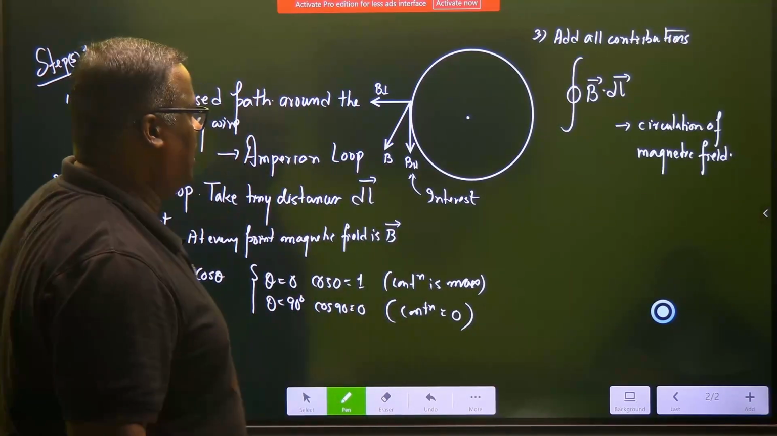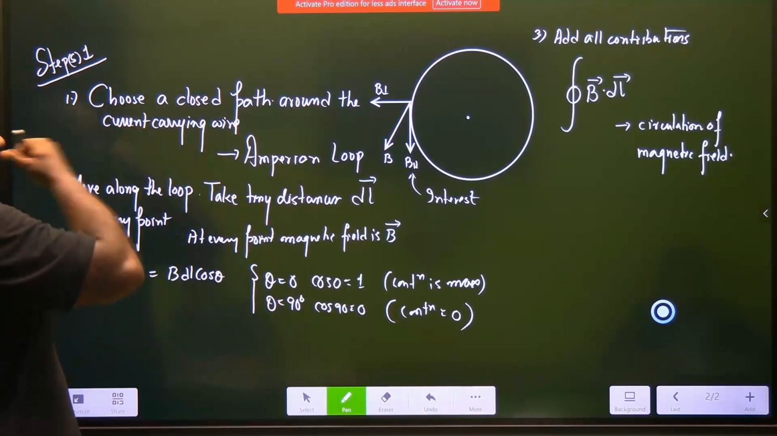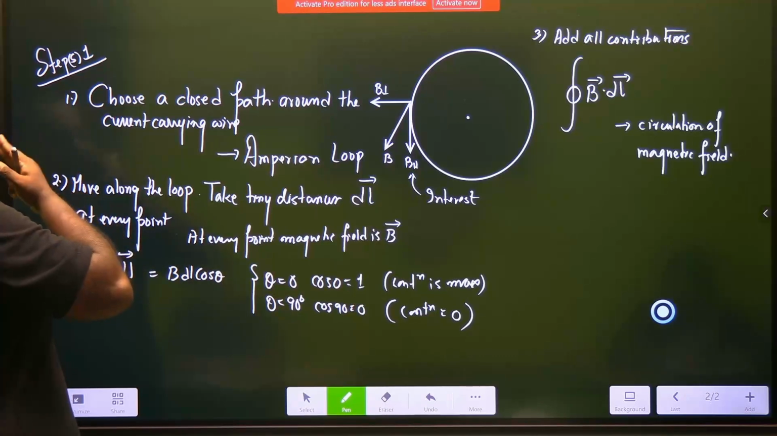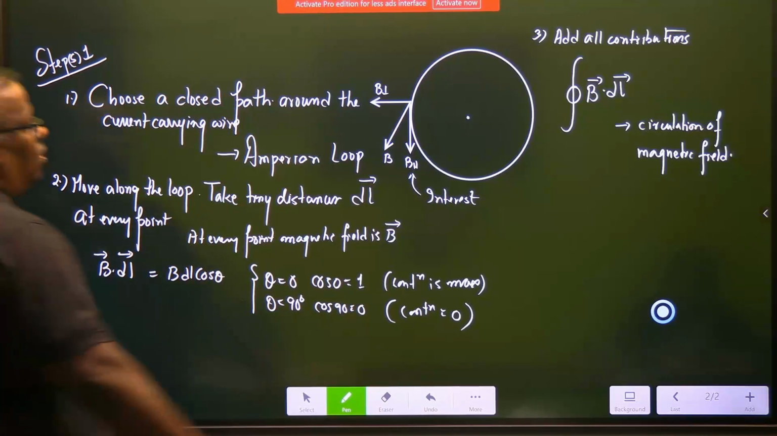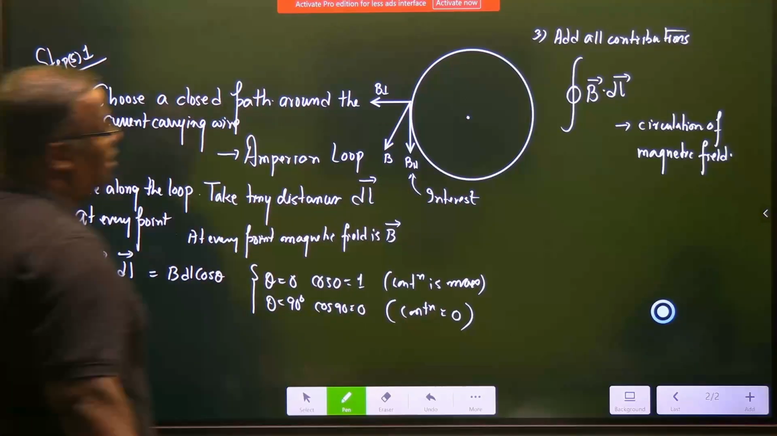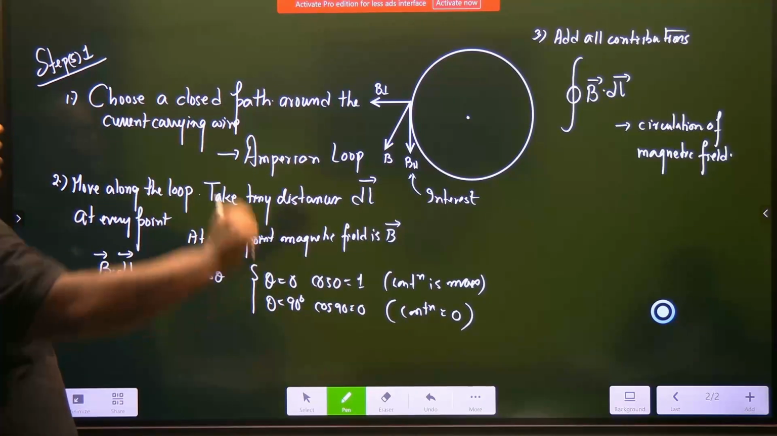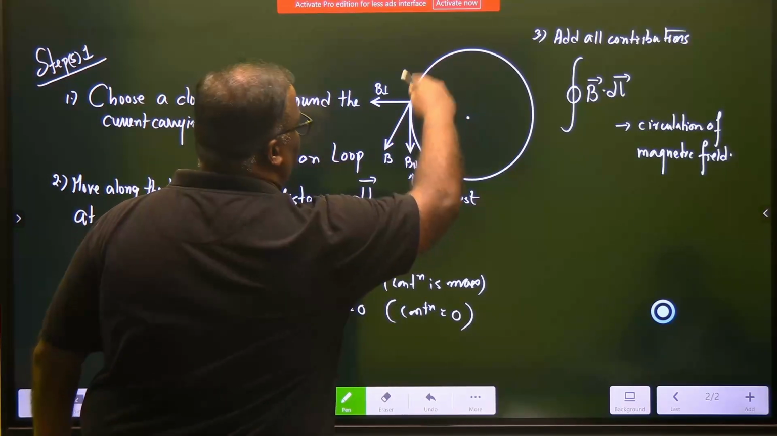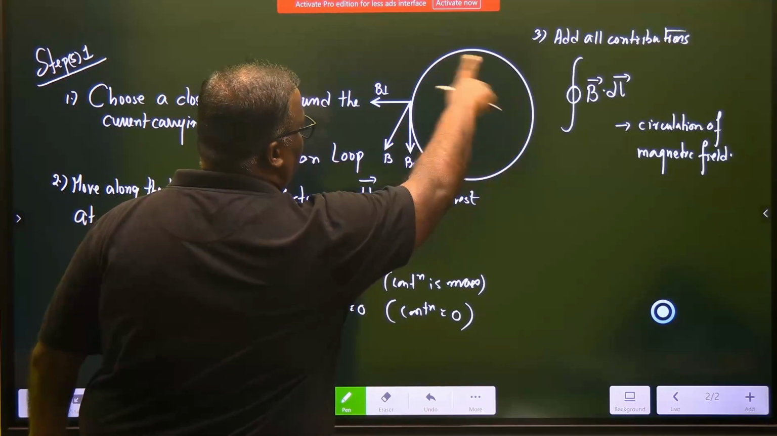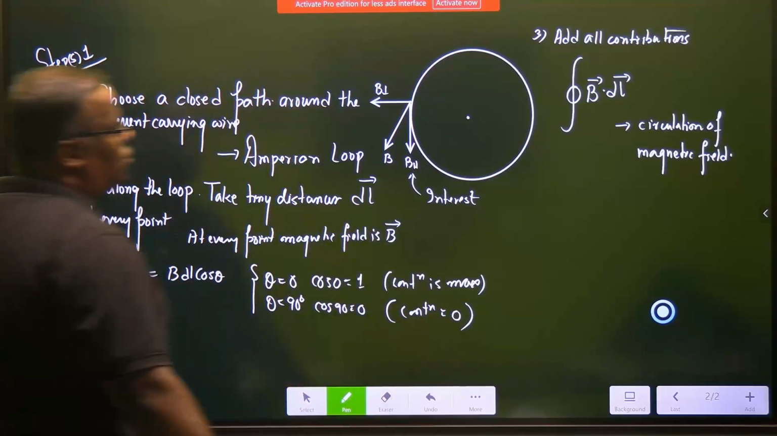So let's keep it simple. Have a wire, imagine a closed loop along the wire. I have taken a circle because it makes it easy to understand. Once you take it into a circle, this is a magnetic field line, or in our case, this is an Amperian loop. This loop has a length, in this case 2 pi r, where r is the radius.